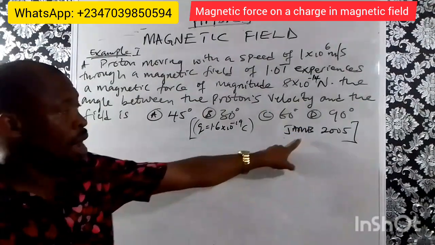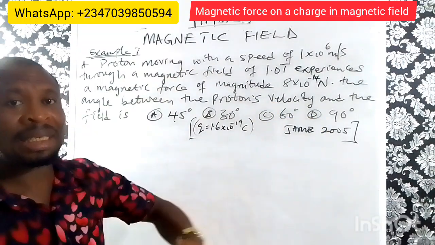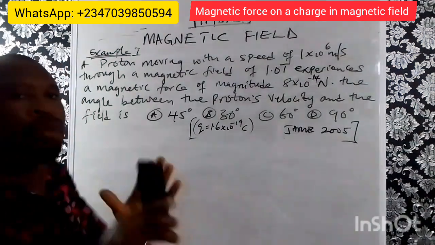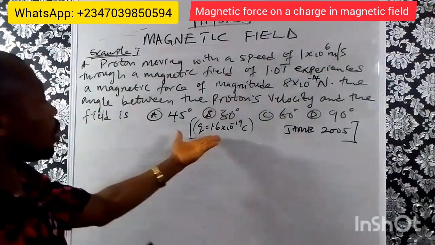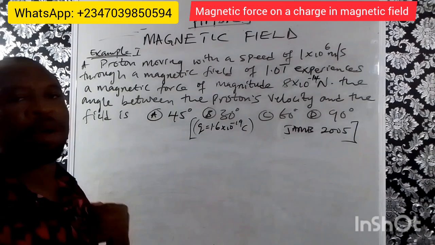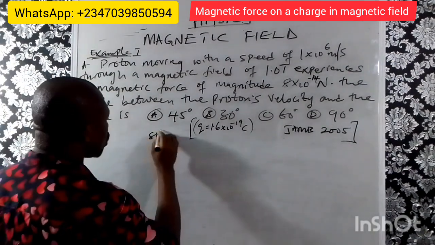This question came out in JAMB 2005, and it has been occurring since that time, though they cloned the question. They say one electronic charge is 1.6 × 10^-19 coulombs. So we have a solution.